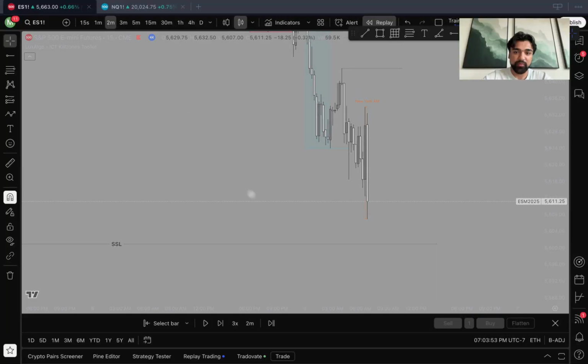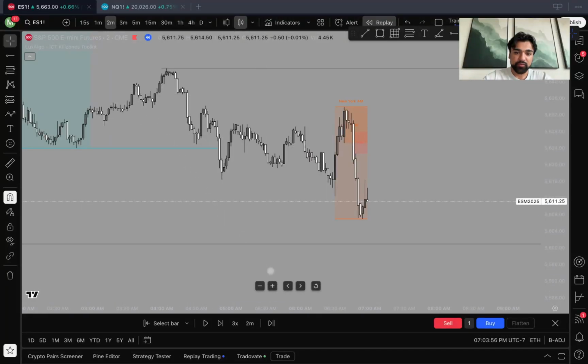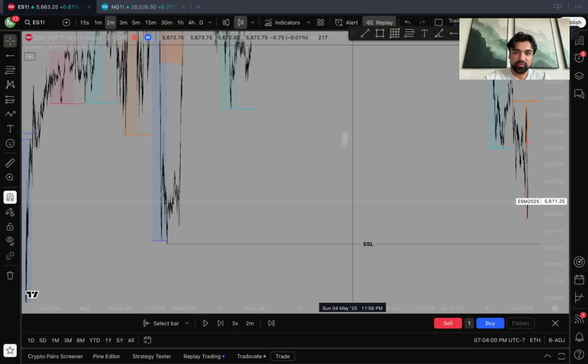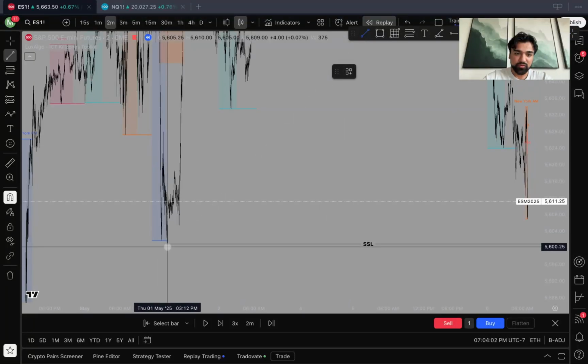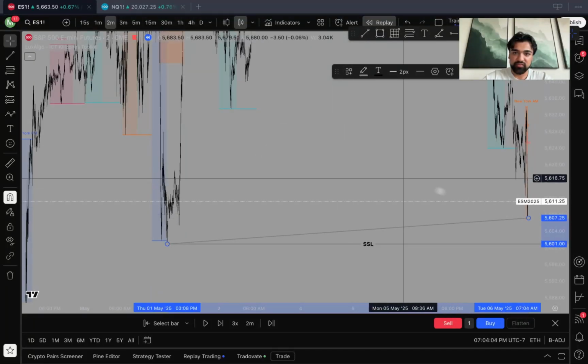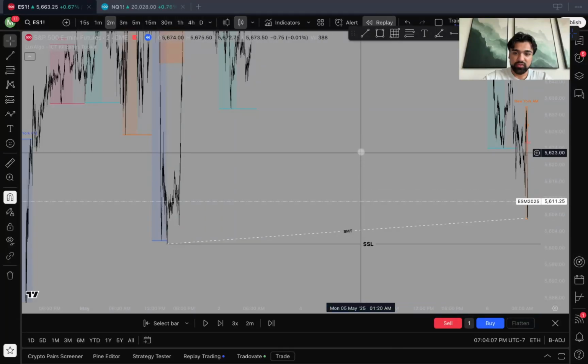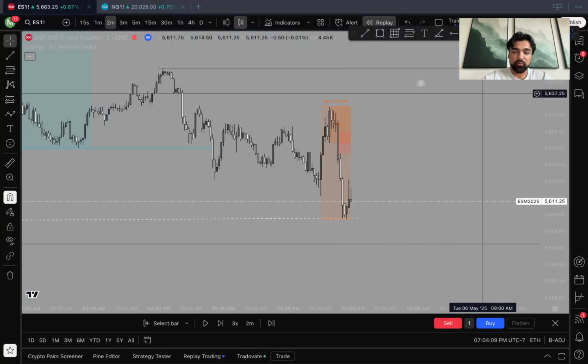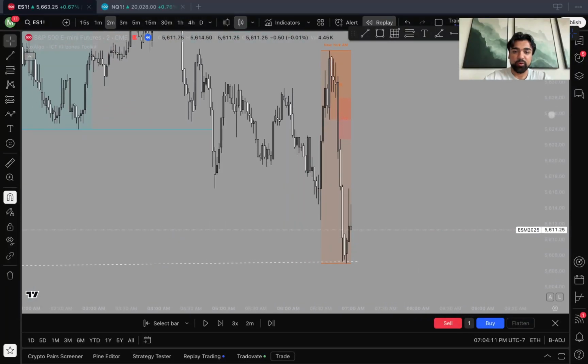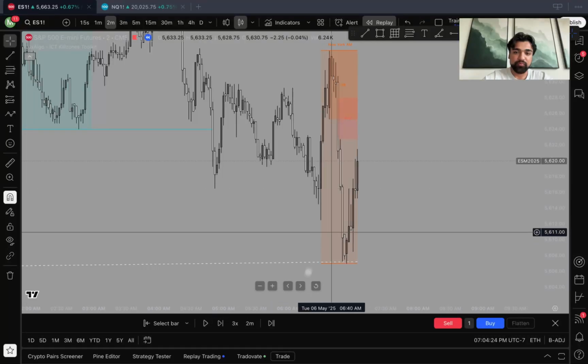So let's rewind it back. So right here, this is where the SMT divergence happened. So I'll mark out my SMT divergence. SMT, perfect. And what I'm waiting for here is one of two things. Break of structure is way too high up for me, so break of structure will be up here. So I'm waiting for an inverse fair value gap, and the first inverse I get is on the 2-minute chart right here. Boom, we inverse it.